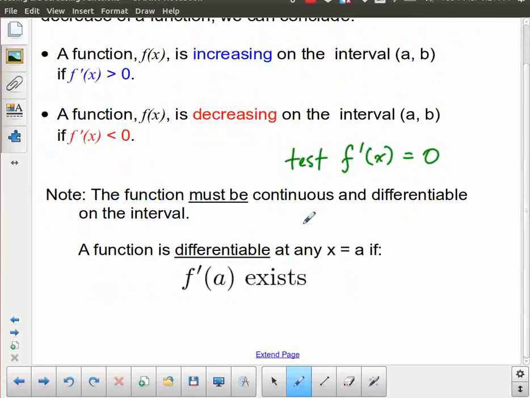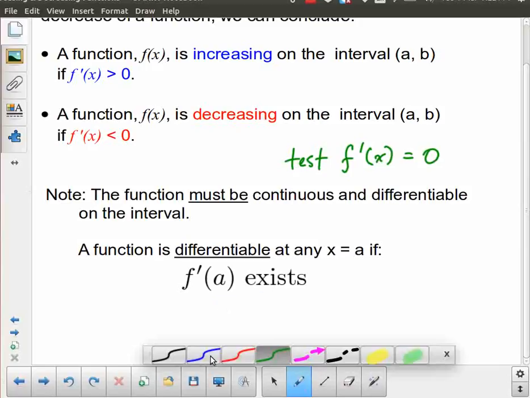Now, in order for us to be able to do this, we have to be dealing with a function that's continuous and differentiable. In general, this is going to be the case, but you do need to be aware of it. We haven't talked very much about functions being differentiable because everything that we've been dealing with has been differentiable on the values you've been asked about. It's actually a fairly simple definition. A function is differentiable if at any value a, you can actually substitute the value a into the derivative. So that means it's differentiable.